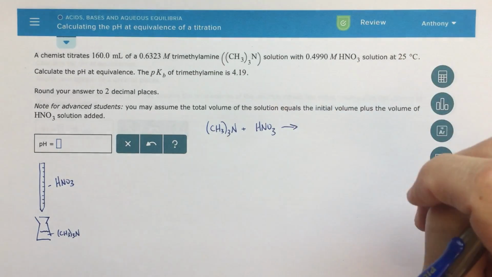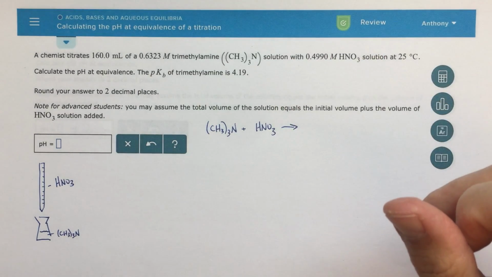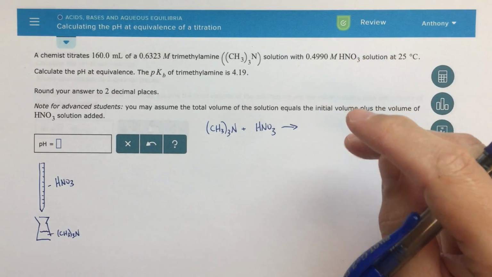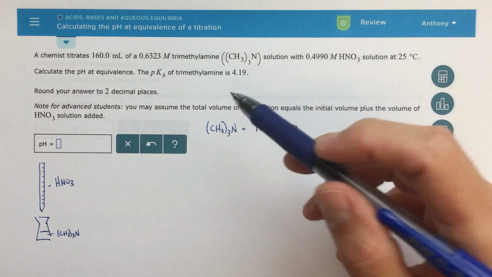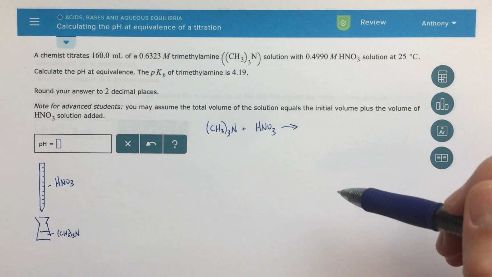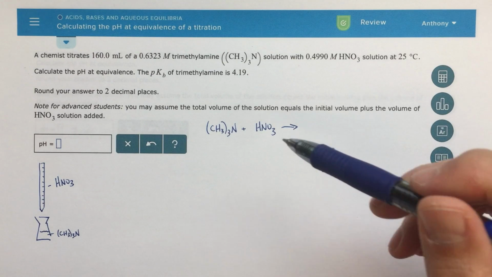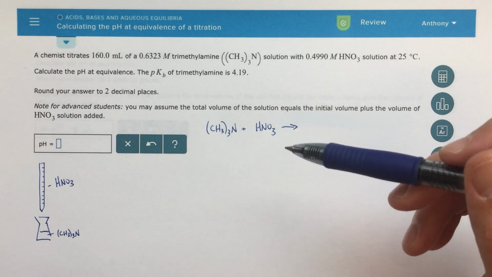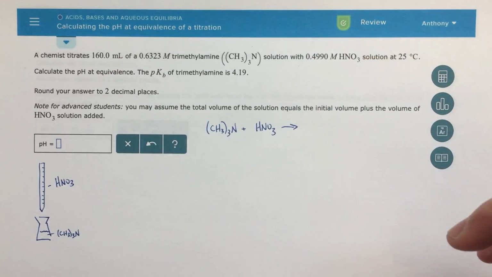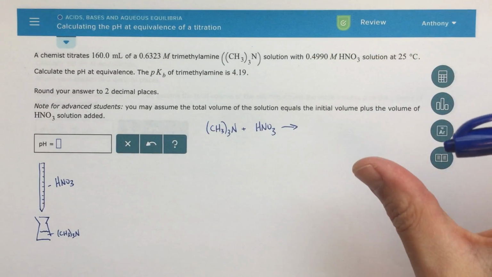There's really two different versions of this problem. Well, I guess really three different versions of this problem. Two of them are very similar, this one, and then when we have a weak acid being titrated with a strong base. But there's another version of this problem where I've got a strong base or a strong acid titrated with a strong acid or a strong base. So strong, strong, strong, strong. And that version is pretty simple.